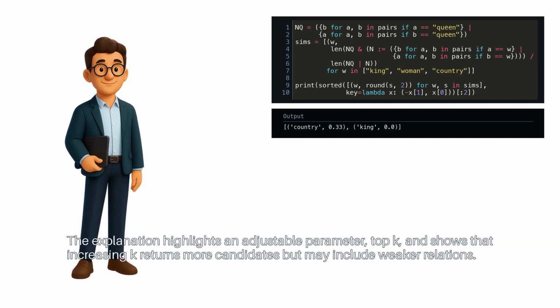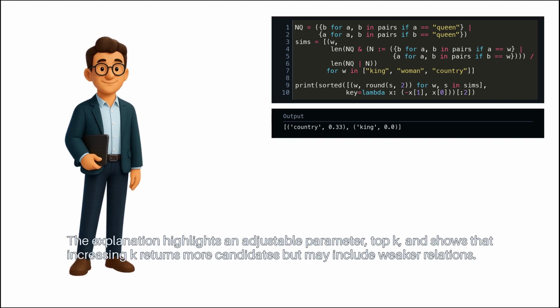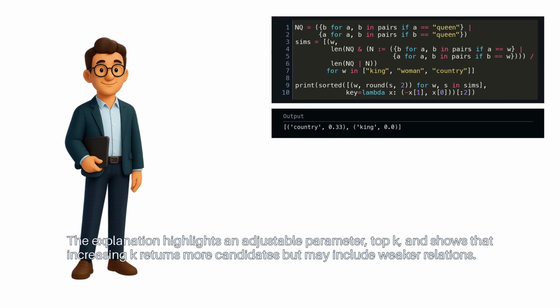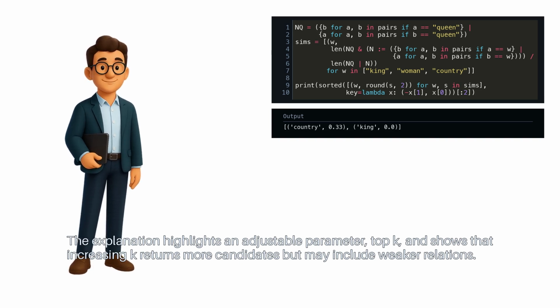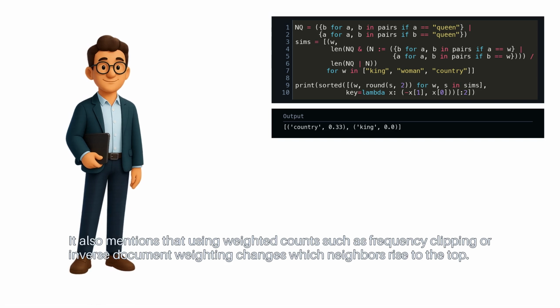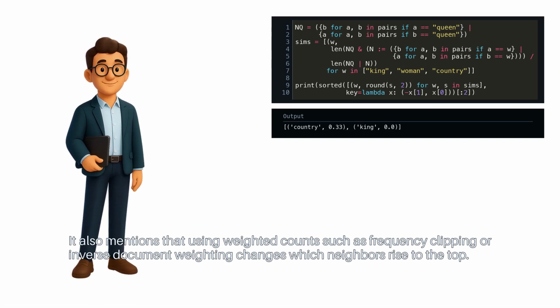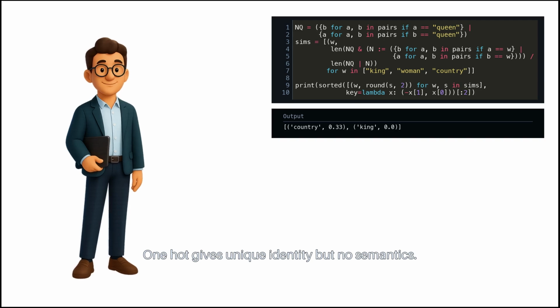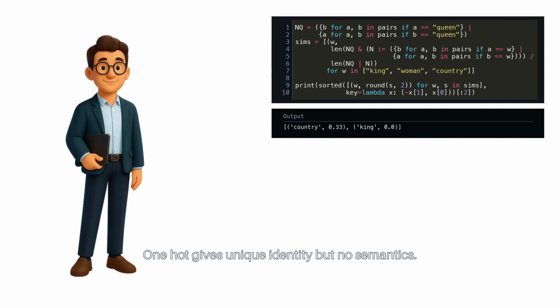The explanation highlights an adjustable parameter top k and shows that increasing k returns more candidates but may include weaker relations. It also mentions that using weighted counts such as frequency clipping or inverse document weighting changes which neighbors rise to the top. Recap: one hot gives unique identity but no semantics.